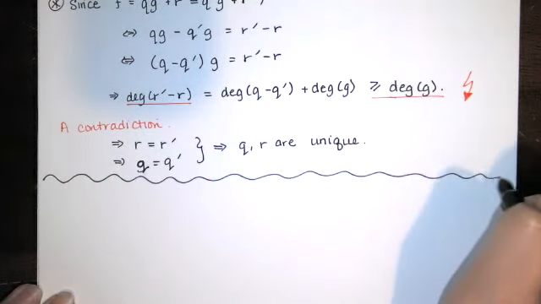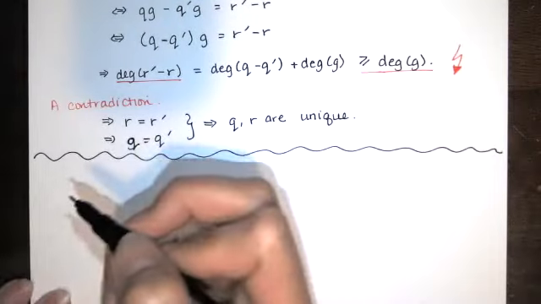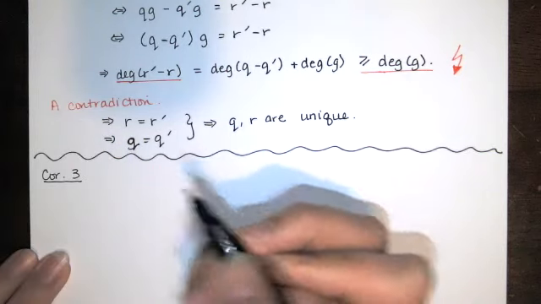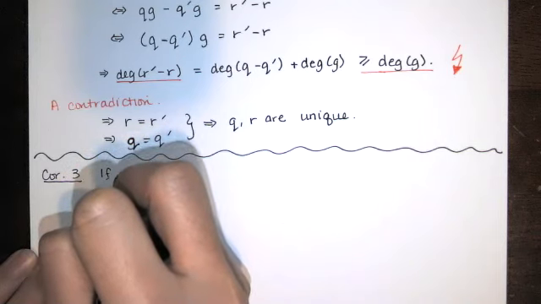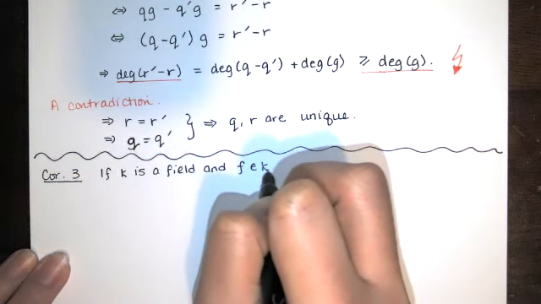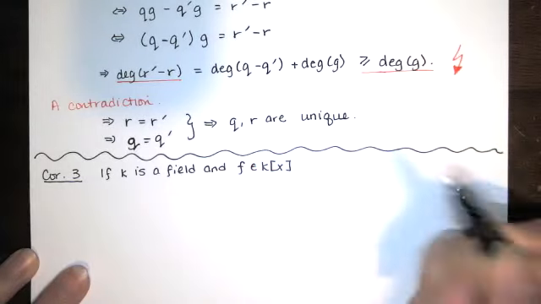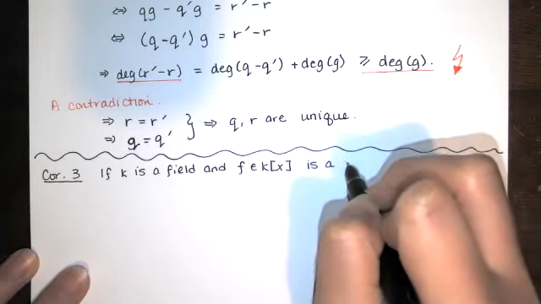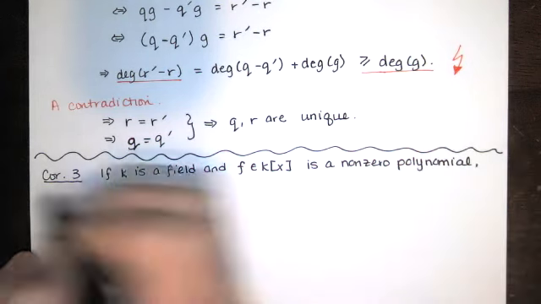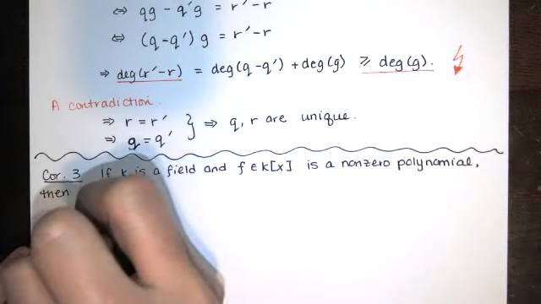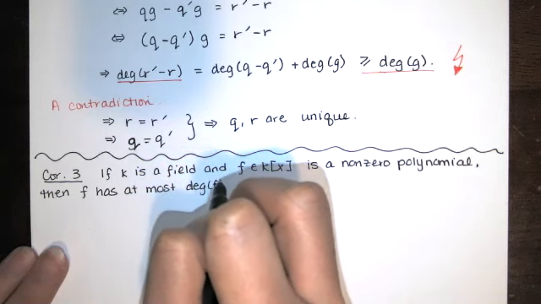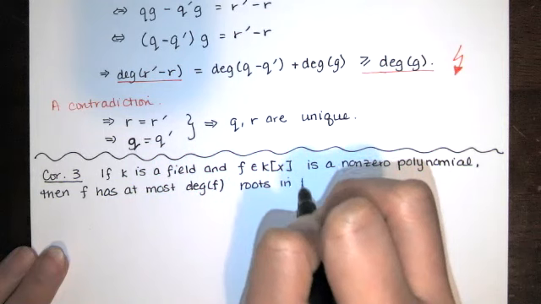which has implications for ideals in the polynomial ring K of X. But here's our first implication. Now, back in section 1.1, we proved a result, and it was based on this corollary. It said that if K is a field, and we're talking about a polynomial in one variable, f, and that's a non-zero polynomial, then f has at most degree f roots in the field K.